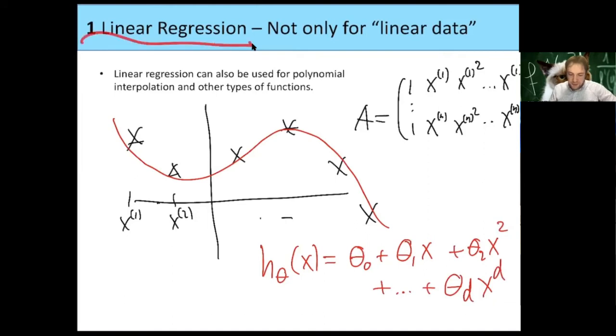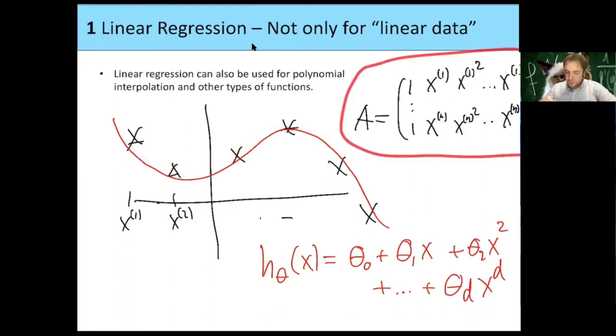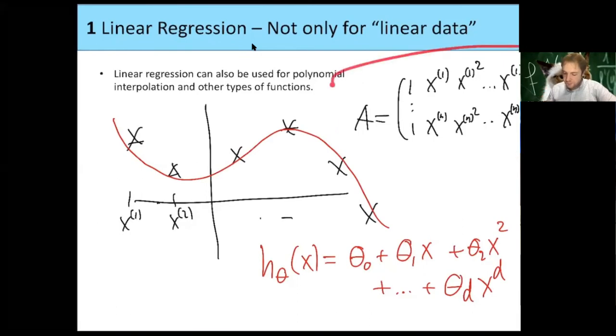So this linear regression, this word linear here just means that the coefficients here are linear, but the features can depend non-linearly. So you can have something non-linear here. This is also part of the homework, where you use the stuff we discussed before for these more general matrices.